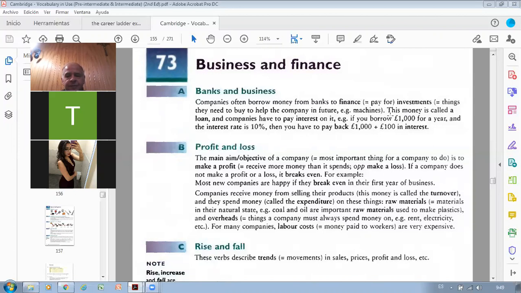When you need money, you ask for a loan from the bank. So, un préstamo. The bank lends you money, and that is a loan. Sometimes the university can lend you money or something, and you have a loan with the university. So that is a loan, and you pay it, and when you pay it, you pay the money with interest.